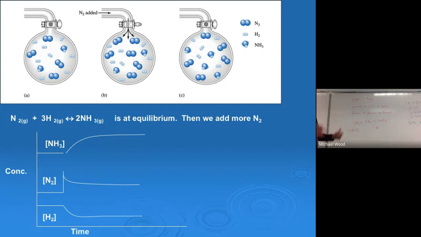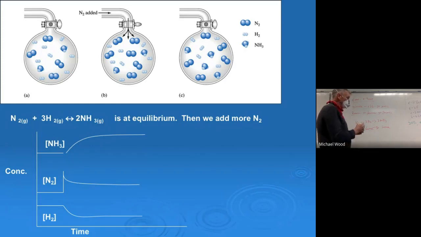But what you'll have to predict is, you add N2, we're going to go away from N2, we're going to go this way. Like I said, it's almost like the system is thinking. Because N2 is on the left, if we add it, the system is going to use it. That's what it does when it goes right. And if it goes right, then NH3 is going to increase, because we're making more of it. The H2, because it's being consumed, is going to decrease.